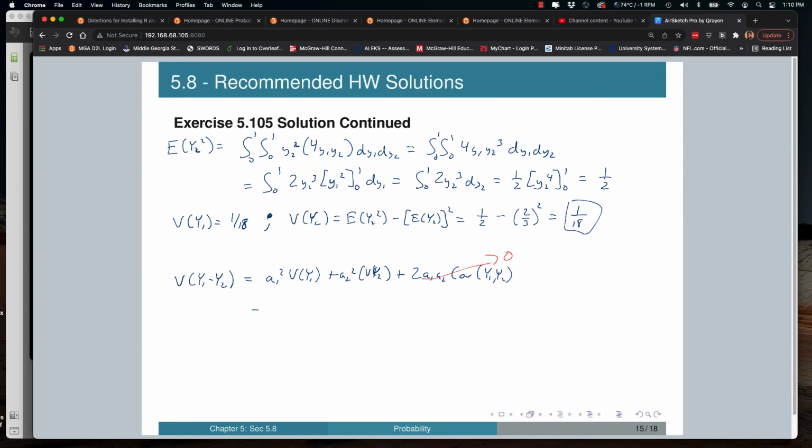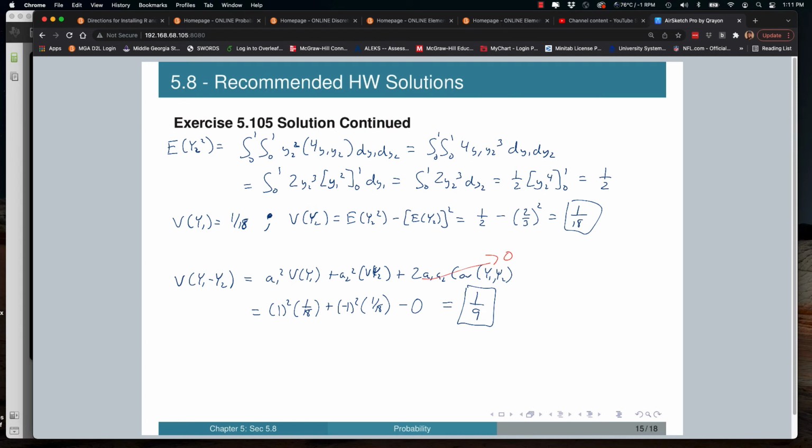So we end up just getting a sub 1 is 1, so 1 squared times the variance of y sub 1, which is 1/18, plus a sub 2 squared is negative 1 squared times the variance of y sub 2, which now we know to be 1/18. I guess minus 0 if we're going to be correct here, and then that's just equal to 1/9. So nothing too exciting there, but nonetheless we were able to find the variance pretty quickly in this case because we had done work on this function before. Okay, so that's it for that one.